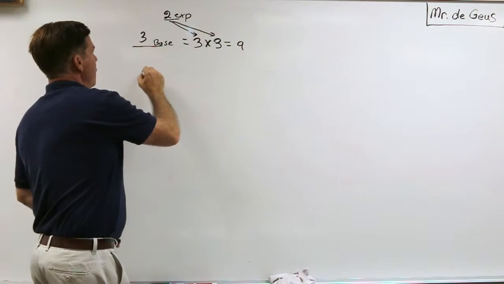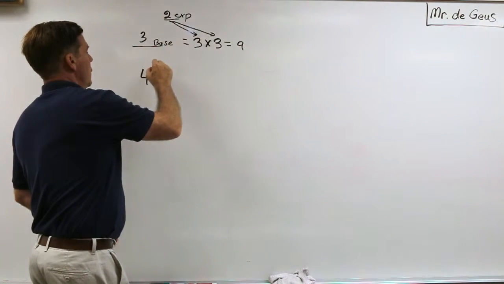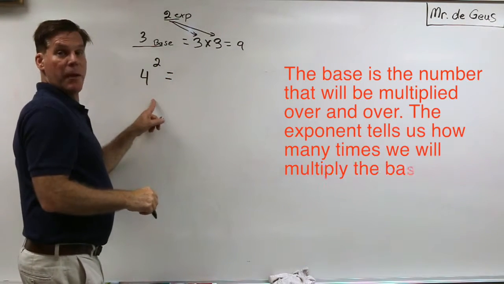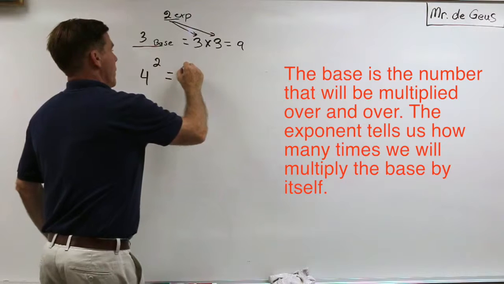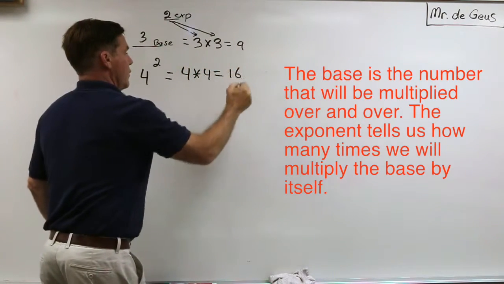If I have 4 to the second power, that means I'm going to multiply 4 times 4, and that's going to equal 16.